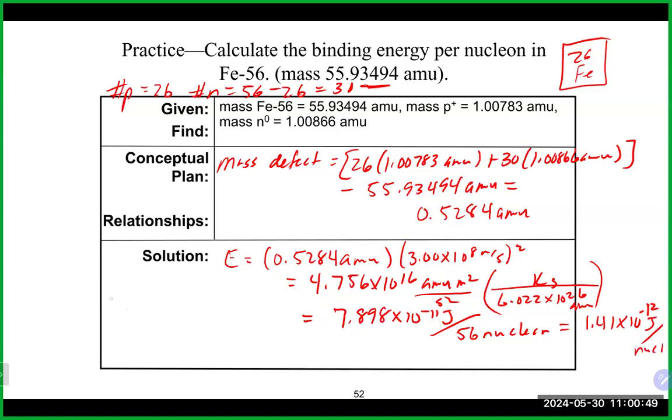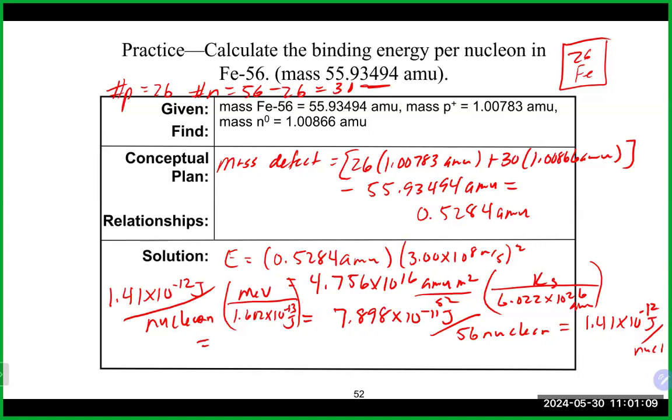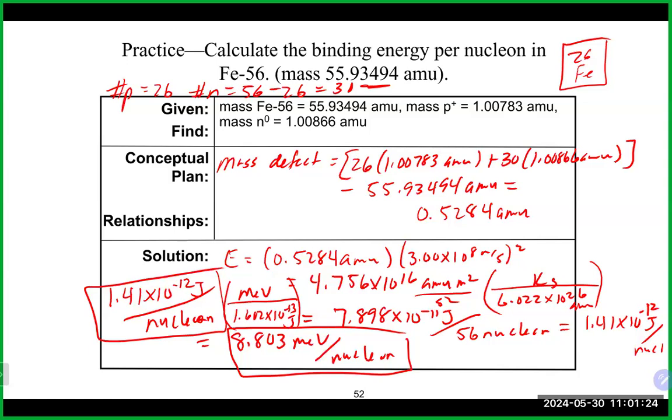We can then convert it at this point if we wanted the other number, by taking 1.602 times 10 to the minus 13 joules per mega electron volt. And we'll end up with 8.803 mega electron volts per nucleon. Again, it didn't really specify which one, so we can go either way in this case. Any questions on how to calculate binding energy per nucleon?